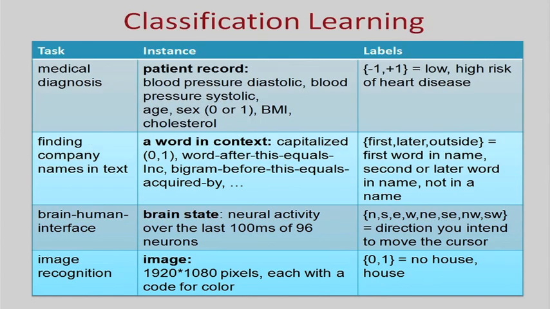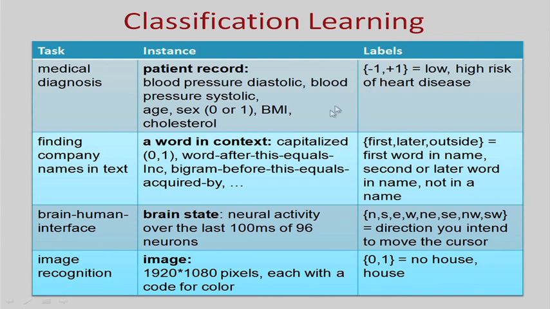Now, what we will do is look at some sample classification tasks. Let us say the task is medical diagnosis. The instances are patient records comprising of the features of blood pressure, diastolic and systolic, age of the patient, the sex of the patient, the BMI of the patient, cholesterol of the patient. And the labels are whether the person is low risk of heart disease or high risk of heart disease. There are two classes. We call them positive class and negative class.